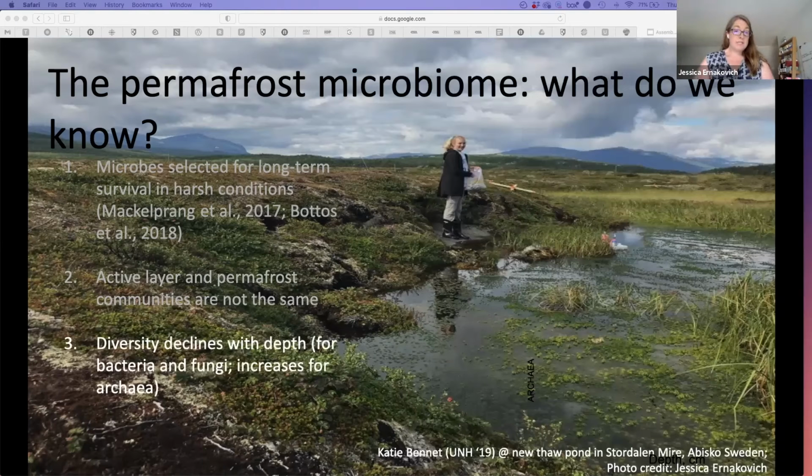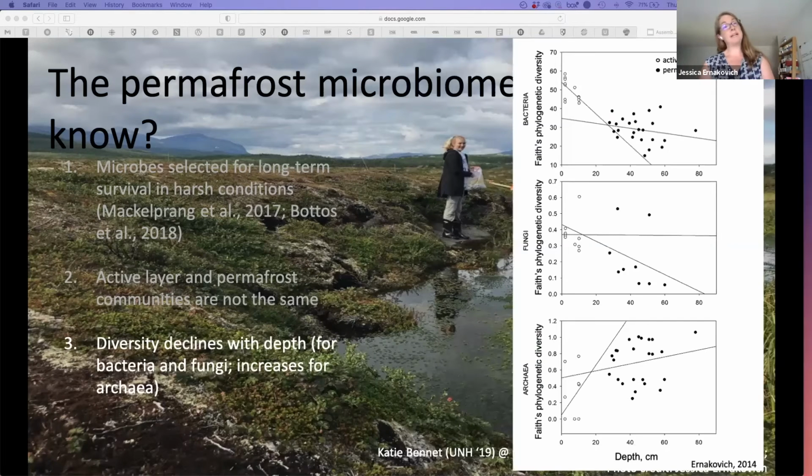We also know that diversity declines with depth in these systems for bacteria and fungi, and increases for archaea. So looking at the same, I did the cardinal sin of a line through two depths, but you'll have to forgive me for that. And I apologize, neither of these two figures are published. I have one PhD chapter that I don't know if I'll have to give up on at some point, but maybe someday it'll still come out. You see a decline in diversity of bacteria and fungi, and an increase in diversity with archaea.